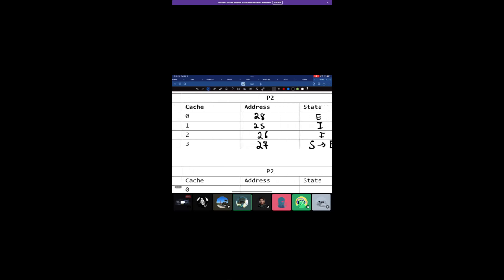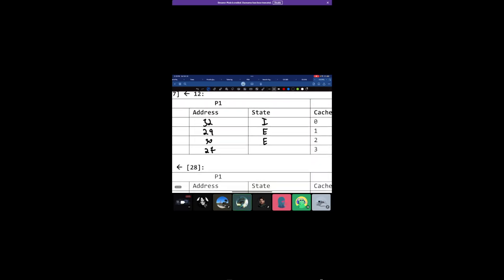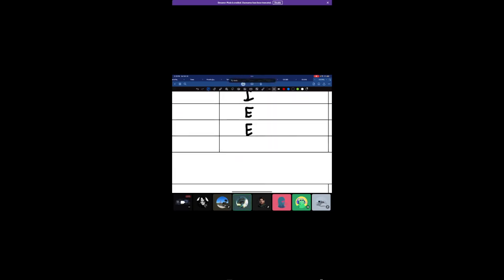And from that, since this was changed and was shared with this, that means now it has the wrong value. So it's going to go from shared to invalid.